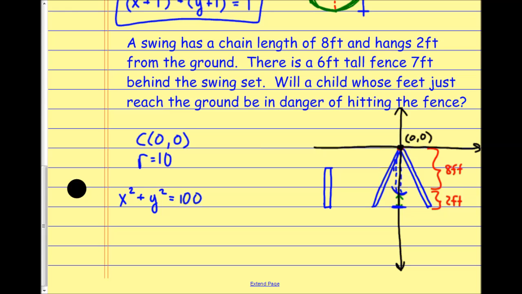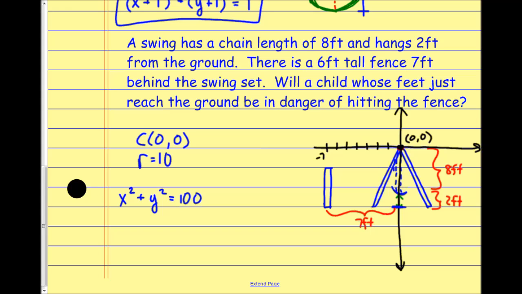Essentially what I'm looking for is when I look 7 feet back, right here, I'm essentially counting the x values. This is 7 feet. So basically, I'm going to count back to 7 feet here on my coordinate grid. So 7 feet would be right here. So essentially, I'm looking for an x value of -7. I want to know, where is my circle going to be at -7? What ordered pair am I going to have here?